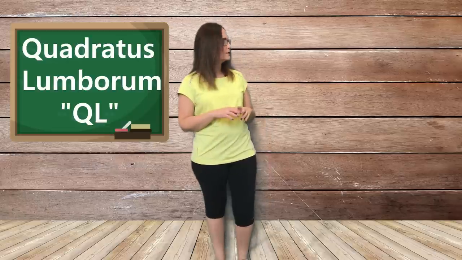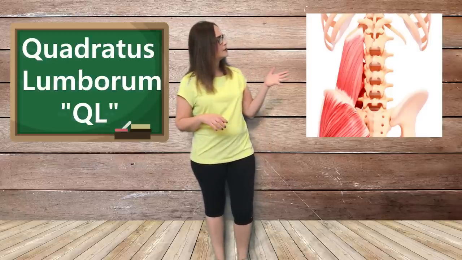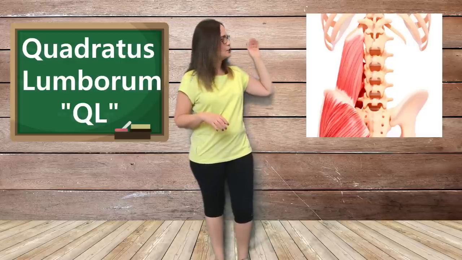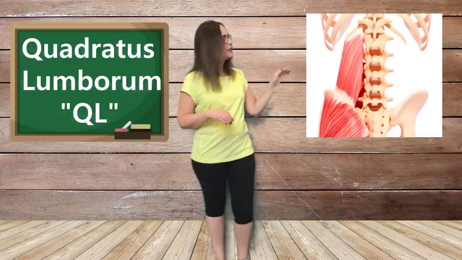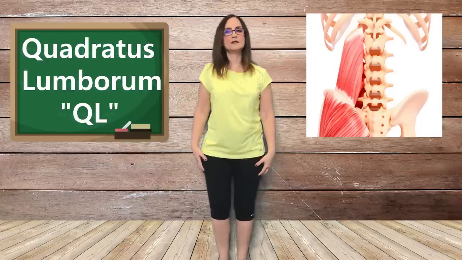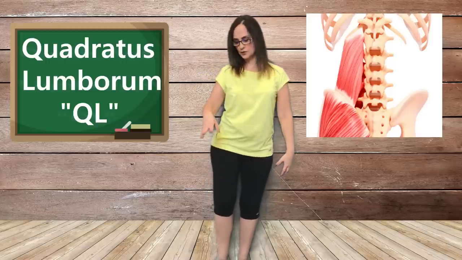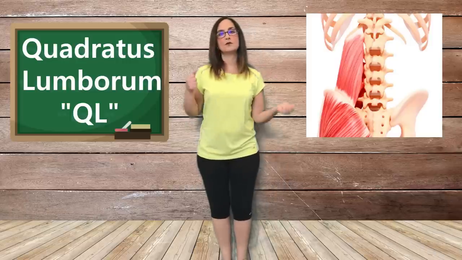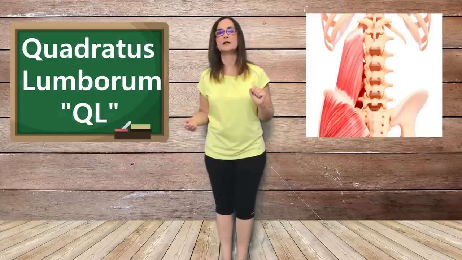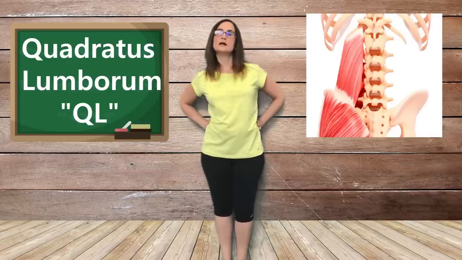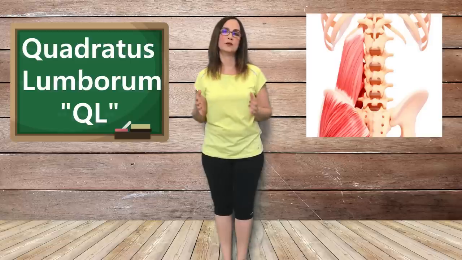We'll start with the quadratus lumborum muscle. This is a very large muscle that we have. It's a muscle that attaches from the lowest ribs to the pelvic bone. And what it does is when we are walking, for example, we have to elevate our pelvis to be able to clear the floor. So this muscle contracts when we are walking. Also, when we are sitting for a prolonged period of time, this muscle also has to be contracting, both of them on the right and left side, to stabilize our spine when we are sitting.